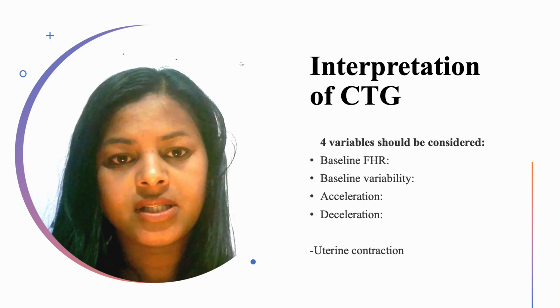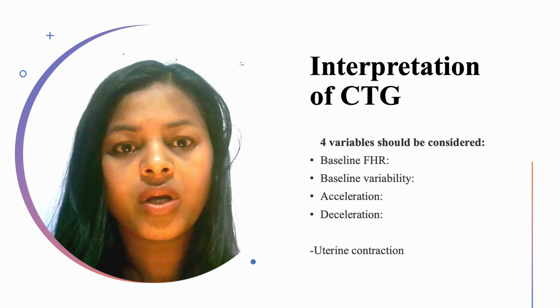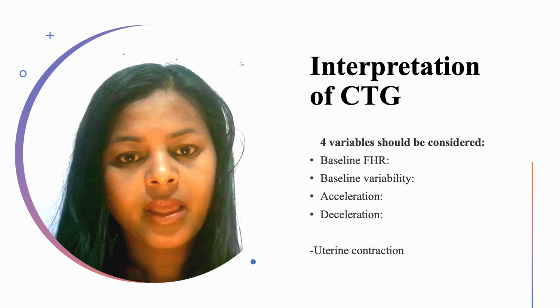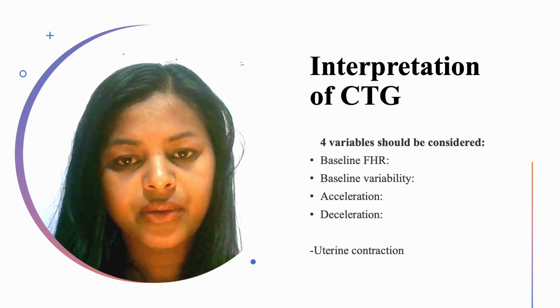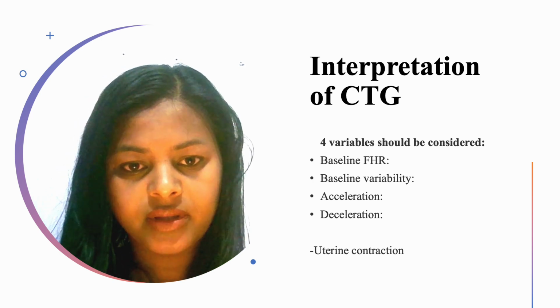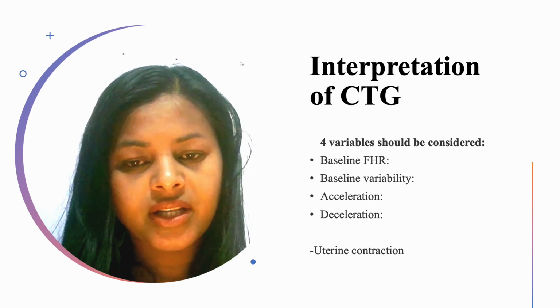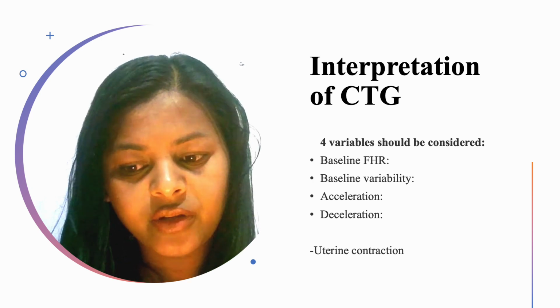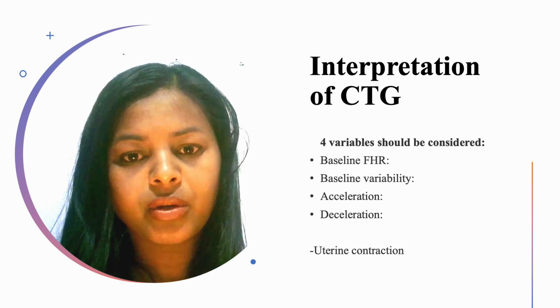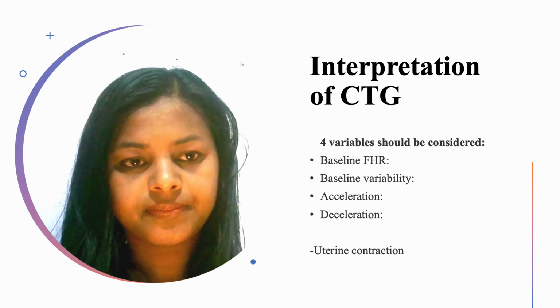Interpretation of the CTG. To interpret the CTG, we have to look at the four variables on the cardiograph: baseline fetal heart rate, baseline variability, acceleration and deceleration. We also look at the uterine contraction and compare it with the fetal heart rate when we interpret the CTG. I'll talk about its components in detail.